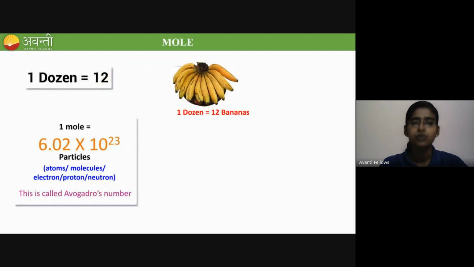So what is a mole? So 1 dozen is equal to 12. We all know that, right? 1 dozen is equal to 12 bananas, etc. And 1 mole is equal to 6.02 into 10 to the power 23 particles. That particle can be atoms or molecules or electron, proton, neutron, etc. And this number, we all know, is called the Avogadro number. So 1 mole is equal to the Avogadro number of particles present in it. Right. So this is about the mole.